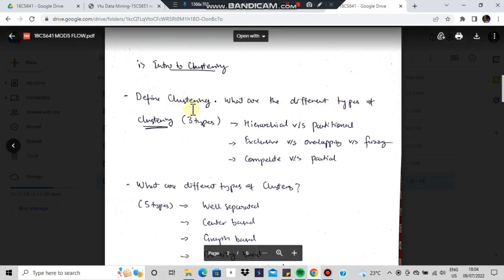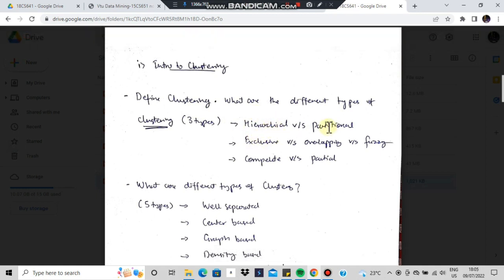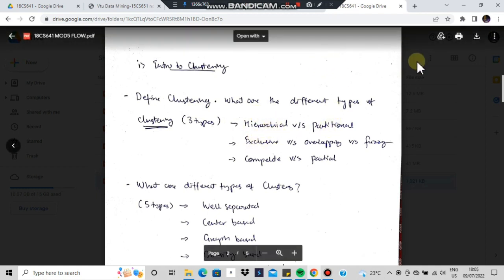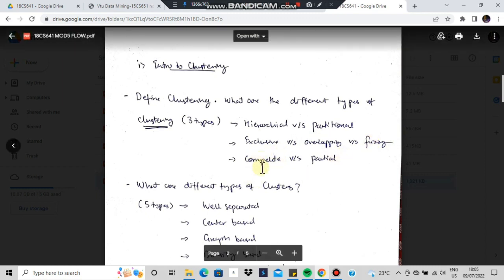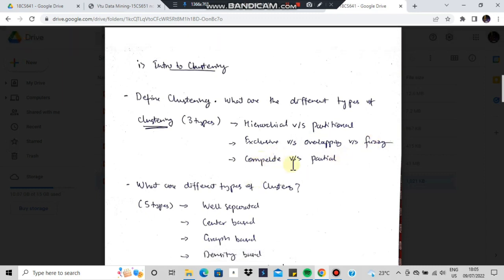Then we have different types of clustering: hierarchical versus partitional. What is hierarchical? Like a tree based separation, that is hierarchical. Partitional means each data point will have a separate cluster. Exclusive versus overlapping versus fuzzy. Exclusive is just one data point will be in one cluster, and overlapping means more than one cluster can contain the same point. Fuzzy means it will be assigned a value between 0 and 1. Complete versus partial. Complete means all the data points will be assigned a cluster. Partial means a few data points could be left also.